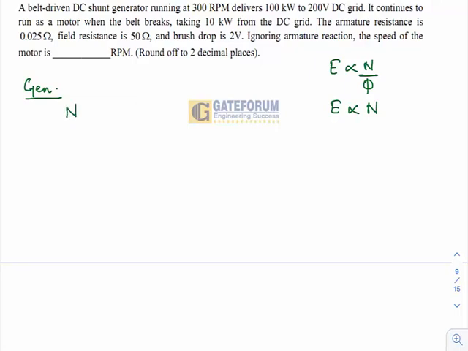Now for generator, the speed of generator is already given to you and it is 300 RPM. So if you find the EMF of generator and back EMF of motor, okay, and the speed of generator is given to you, you can easily find the speed of motor, right? So let us do that. First, draw the shunt generator. So this is your shunt generator.